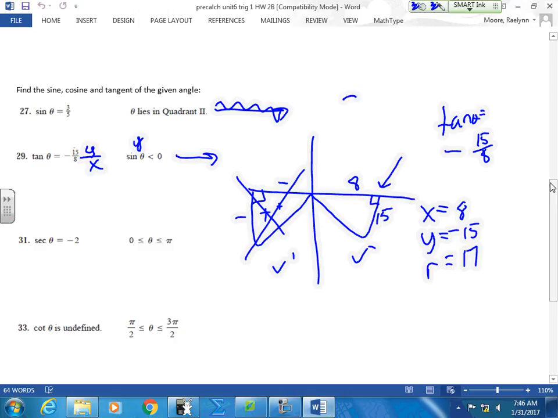I could do this. I could even do this. I could give you this. And my 15 could still be negative. Does it matter where I put my negative in my fraction? No. Whether it's the top, the bottom, or outside of it, it's still a negative. So don't let that negative sign fool you. Find where your quadrant is, and then you can find all your parts.